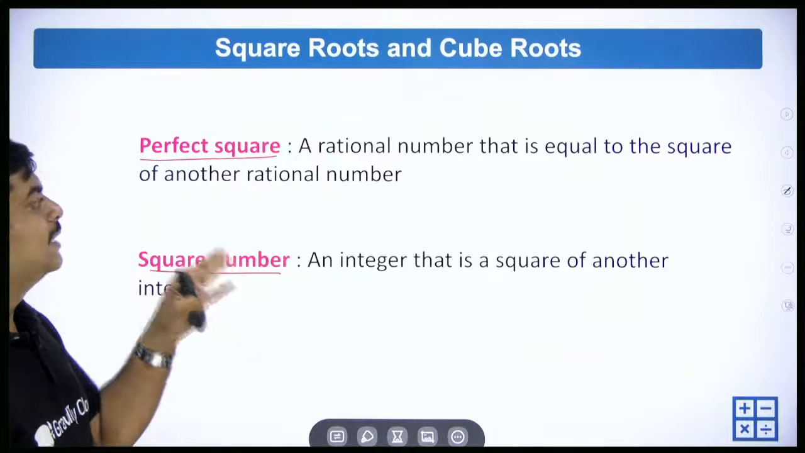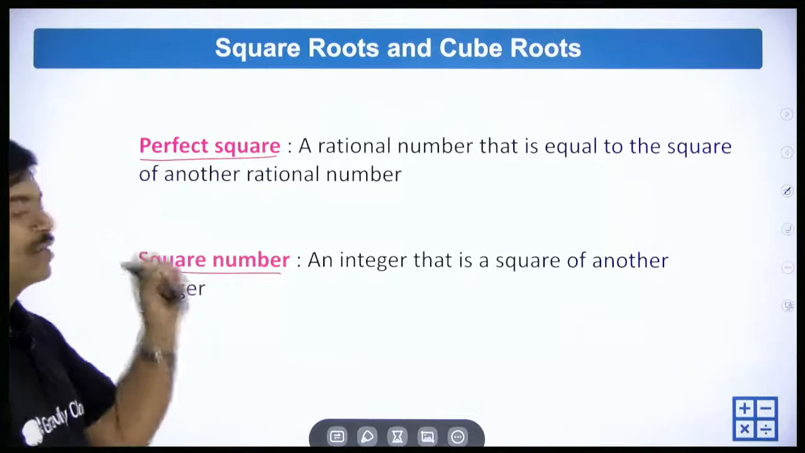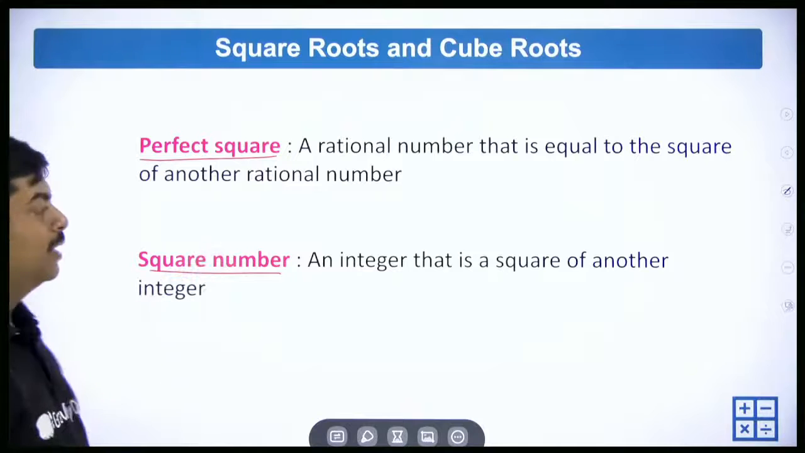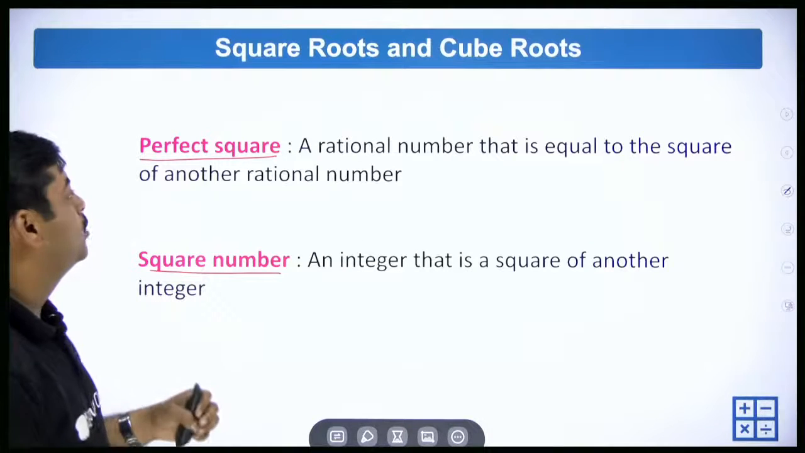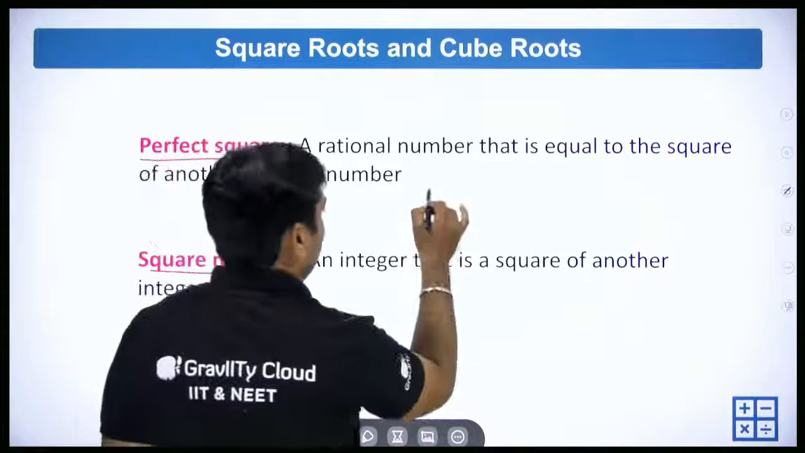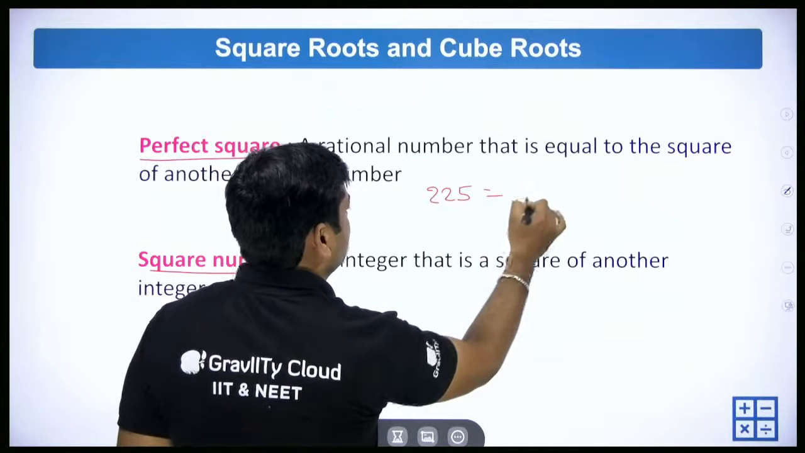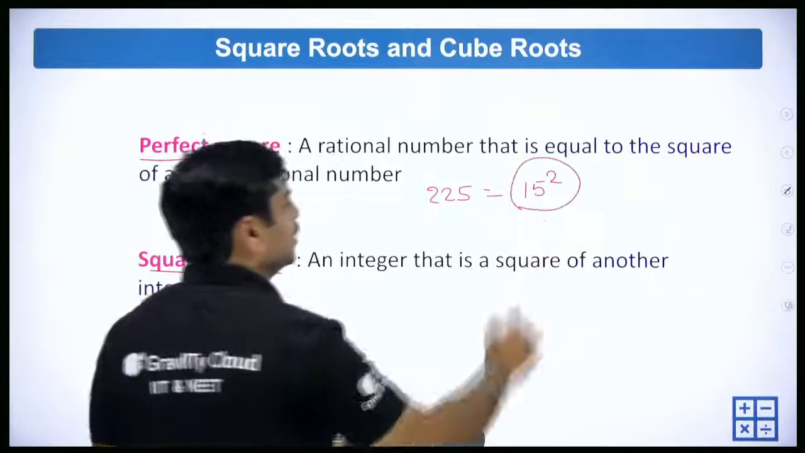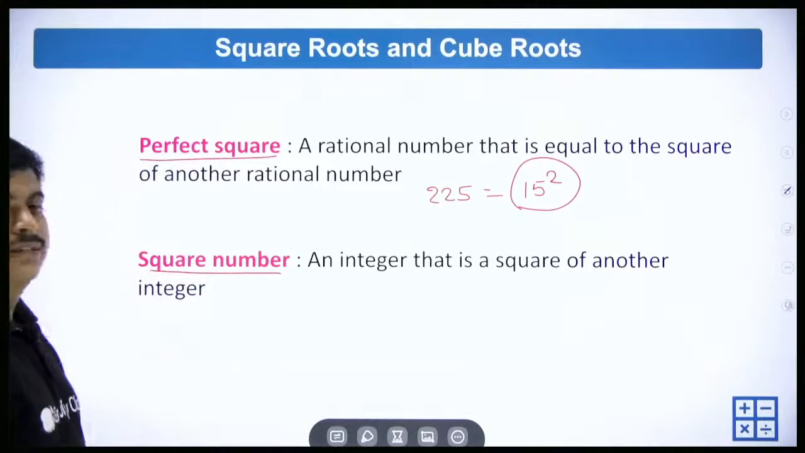A rational number that is equal to the square of another rational number. What is a perfect square? A rational number that is equal to the square of another rational number. For example, we'll take 225, which is a square of another number, right? So we can say that it is a perfect square.